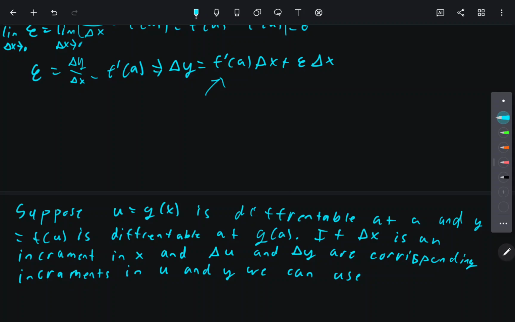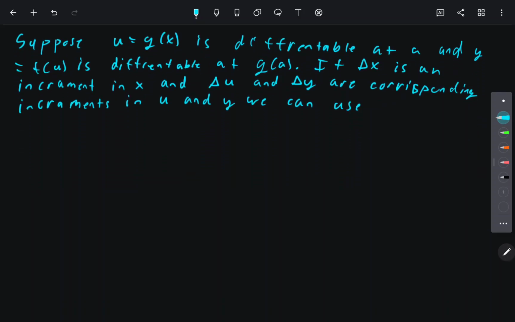So we are going to get change in u is equal to g prime of a times a change in x plus an epsilon, and we'll call it epsilon 1, change in x, which really can just become g prime of a plus epsilon 1 times change in x. Okay, now what do we do?